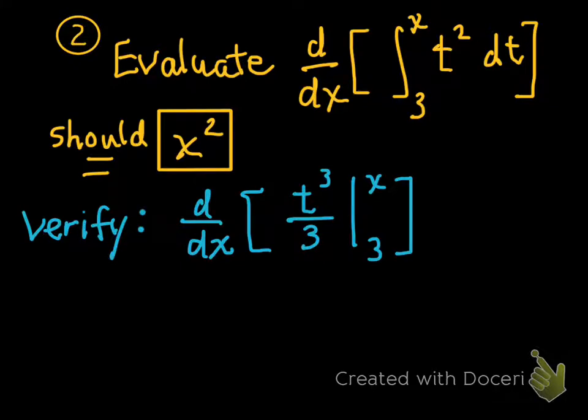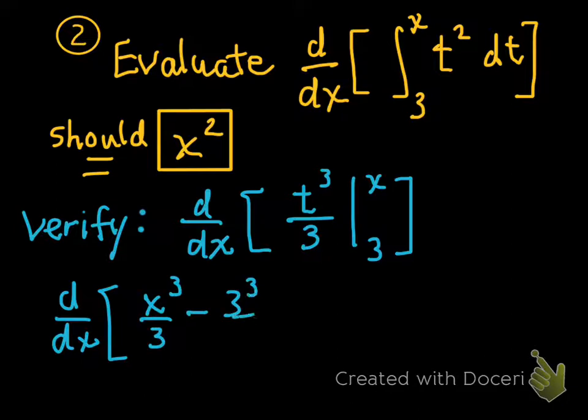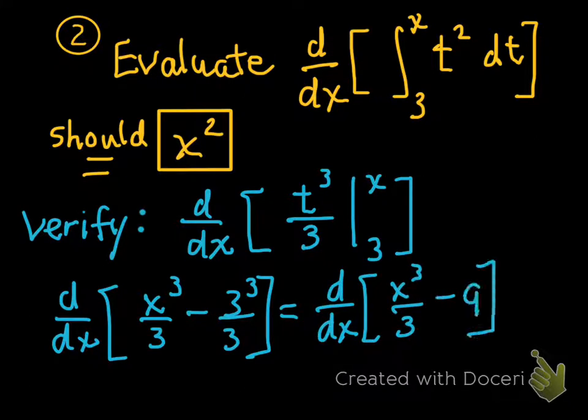So how do I evaluate that again? I'm working inside the square brackets. I put in the upper limit, minus, I put in the lower limit. Looks this way. Again, I'm still going to differentiate this after I sub in the upper and lower limits. There's the upper limit, x cubed over 3, minus, plug in the lower limit, 3 cubed over 3. That 3 cubed over 3, what's that? 3 cubed is 27 divided by 3 is 9 when the dust clears. So I'm going to differentiate x cubed over 3 minus 9.